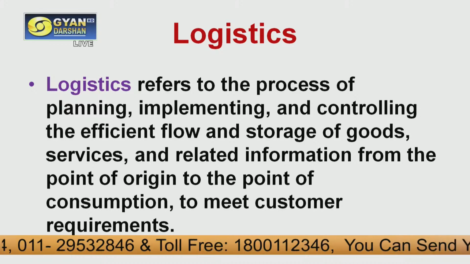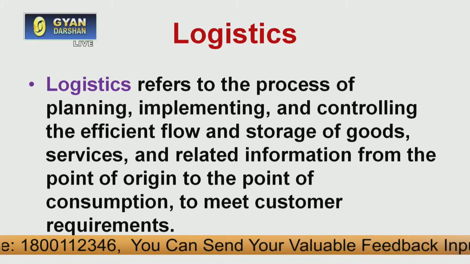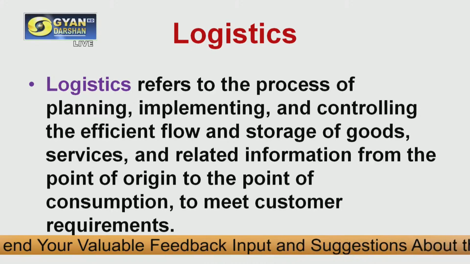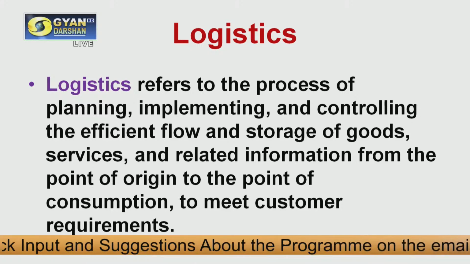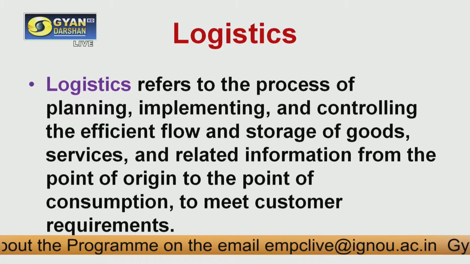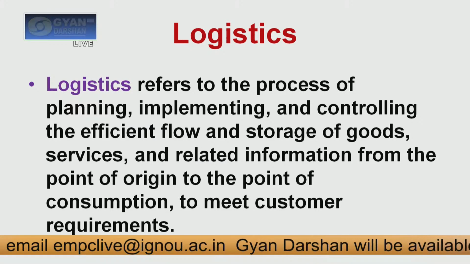The supplier, on the basis of the orders given by the manufacturer, starts procuring the material. The planning, implementation and controlling is done by the manufacturing unit, and they take it from the point of origin to the point of consumption to meet the customer requirement.